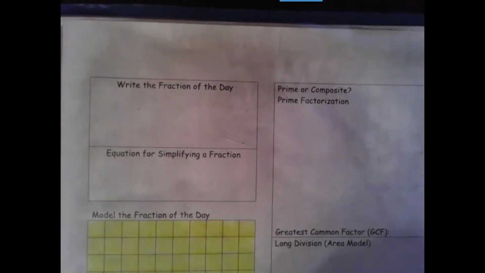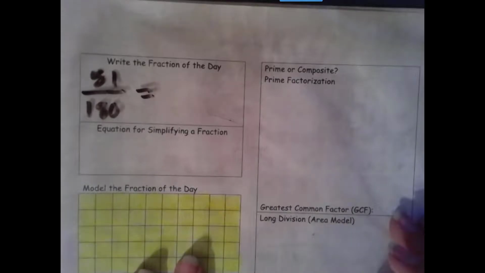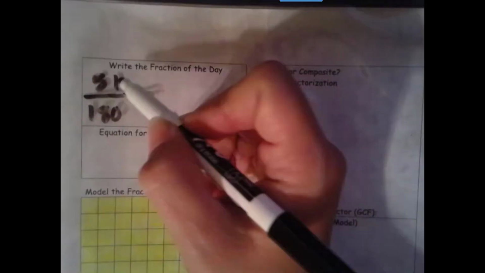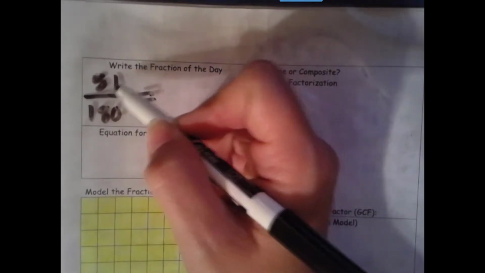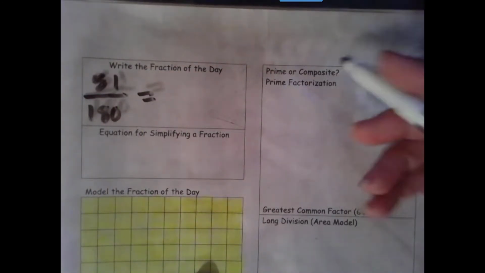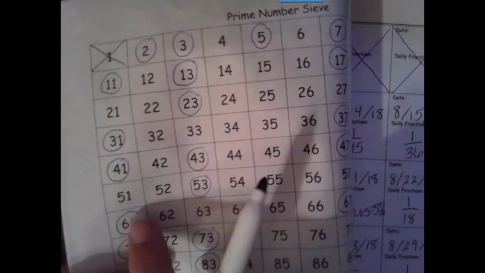Alright, our beginning fraction. Our denominator is our total amount of school days, and we are on day 51. So we have to think, is 51 prime or composite? Well, it's not an even number, so I can't tell right away, but you know what? 5 plus 1 is 6, and 6 is a multiple of 3. So that means 3 is a factor. That means it's composite. And if you check, 51 is not circled because it is a composite number.